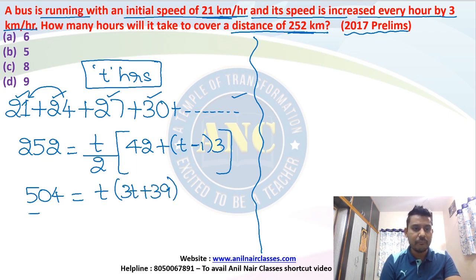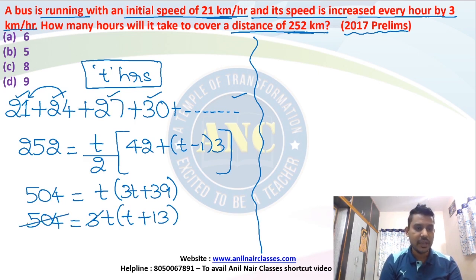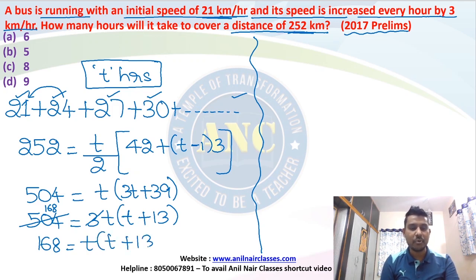So if you simplify on the right hand side, 504 is equal to 3 common factor, 3 into t into t plus 13. So 3 into 1 is 3. 504 will go how many times? It will go 168 times. So the final equation is 168 is equal to t into t plus 13.